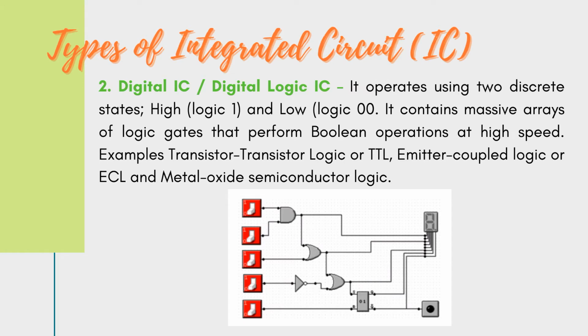2. Digital IC, digital logic IC. It operates using 2 discrete states, high, logic 1, and low, logic 0. It contains massive arrays of logic gates that perform Boolean operations at high speed. Examples: transistor-transistor logic or TTL, emitter coupled logic or ECL, and metal oxide semiconductor logic.